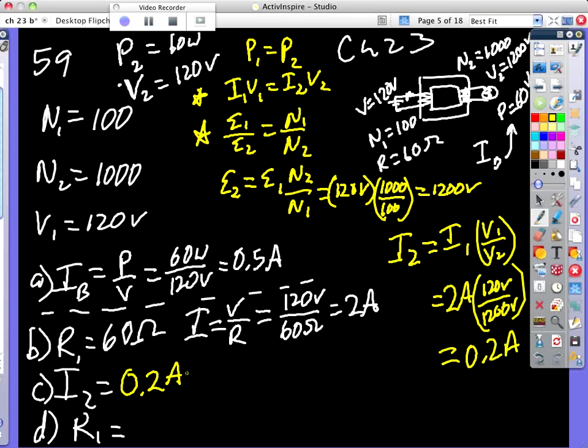So even though the amps, the current, is very low, it's still going to blow out because the voltage is just too high.